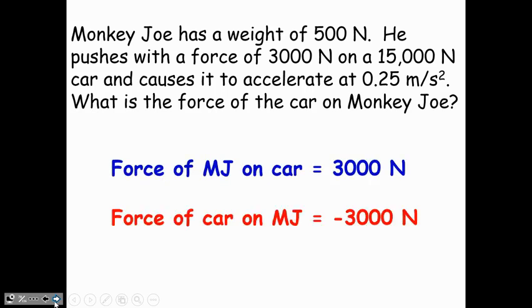Well, if we read through the question, we can see the applied force is him pushing the car with 3,000 newtons of force. So that means the force of the car on Monkey Joe would be the same size, but in the opposite direction. So we could say mathematically, the opposite direction would be negative, but the same magnitude, 3,000 newtons. That's it for Newton's third law.